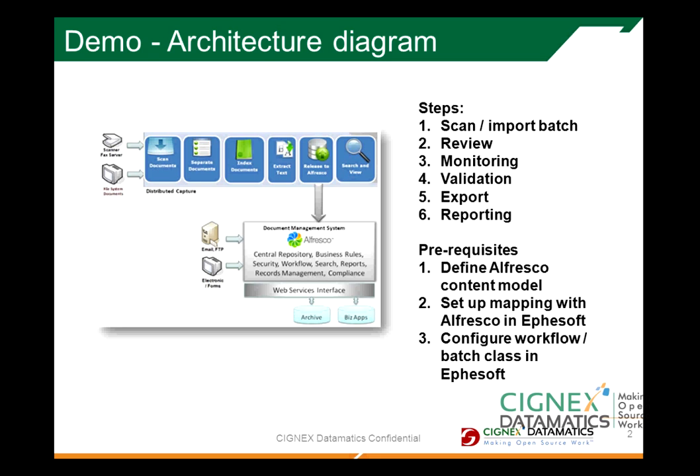The steps that we would be going through in the demo would be scan or import a batch, review, monitor, validate, export, and finally report. There are some prerequisites which we need to satisfy before we set up this demo. They are: define the Alfresco content model, set up the mapping with Alfresco in Ephesoft, configure the workflow and batch class in Ephesoft. This is other than the fact that we need to install Ephesoft and Alfresco Enterprise.